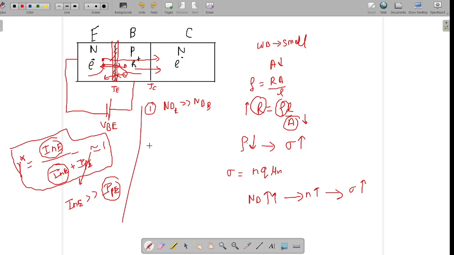Now what will happen? If we have an energy band like this, and this is the conduction band, electrons are going from here to here and holes will be going from here to here. So if we introduce here a semiconductor which has a lower band gap, then the band gap will be like this. It means that the holes going from here to here will face a higher potential barrier and will have difficulty going from base to emitter. So this is one of the ways we can restrict the movement of holes from base to emitter, and we can make IPE negligible as compared to INE.